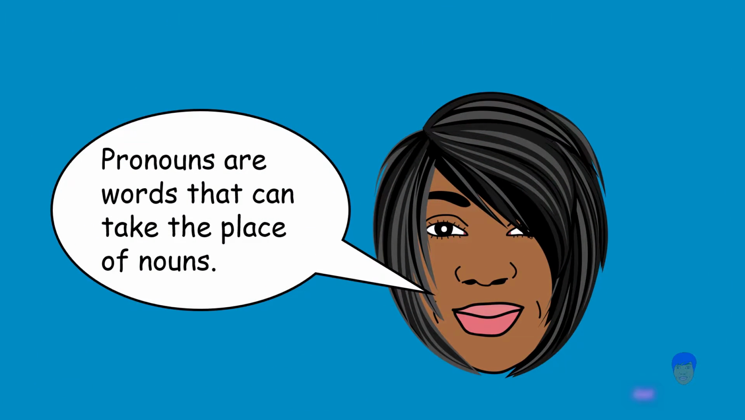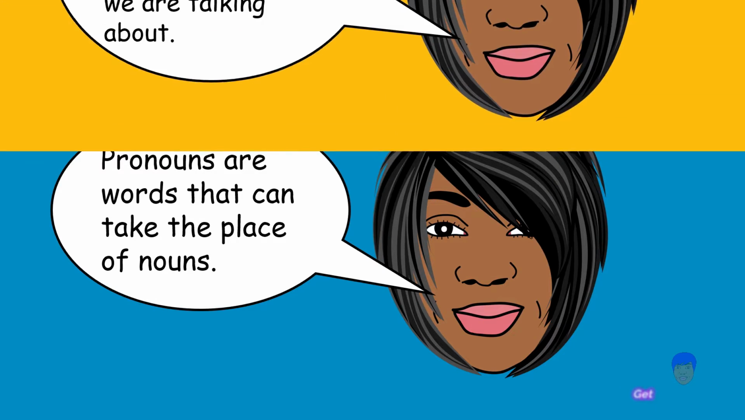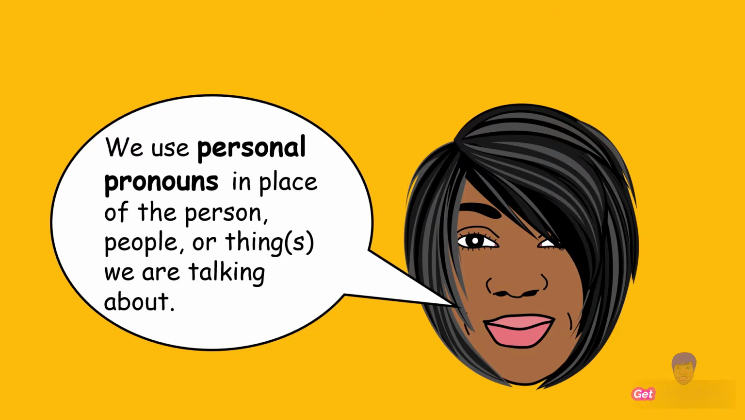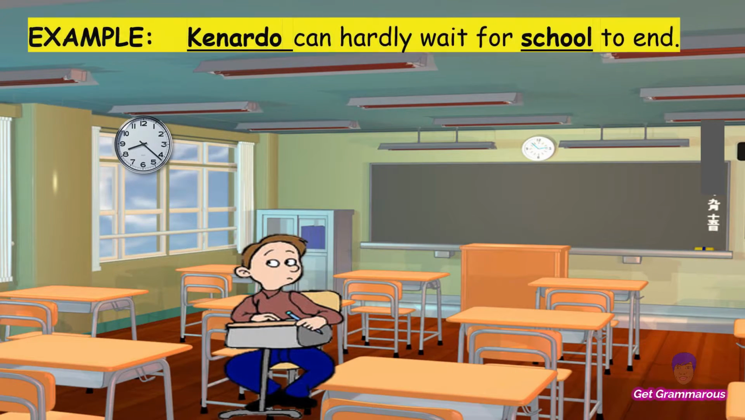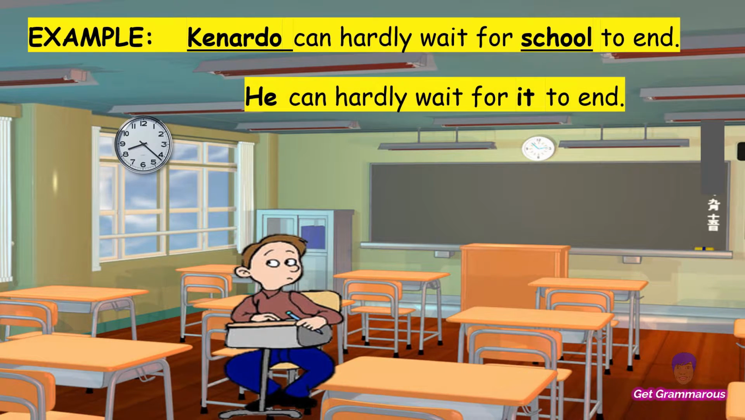Pronouns are words that can take the place of nouns. We use personal pronouns in place of the person, people, or things we are talking about. For example, Kenardo can hardly wait for school to end. Kenardo and school are nouns, and we can replace those nouns with the personal pronouns he and it. He can hardly wait for it to end.